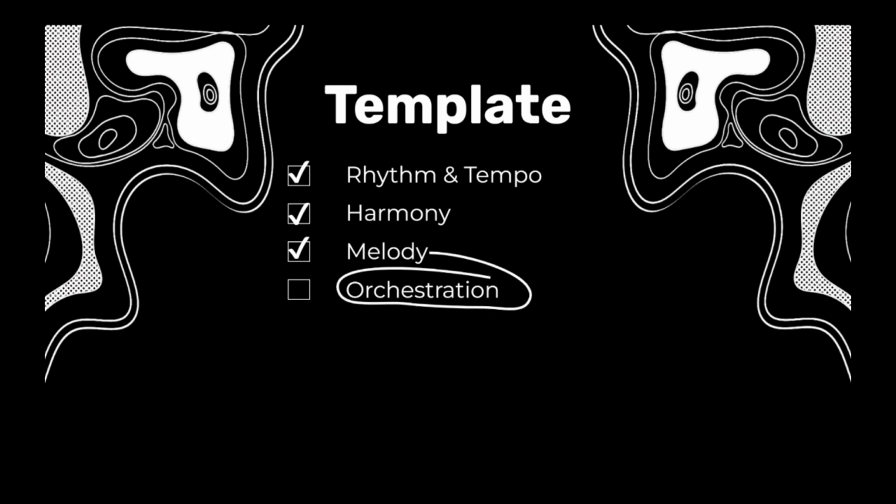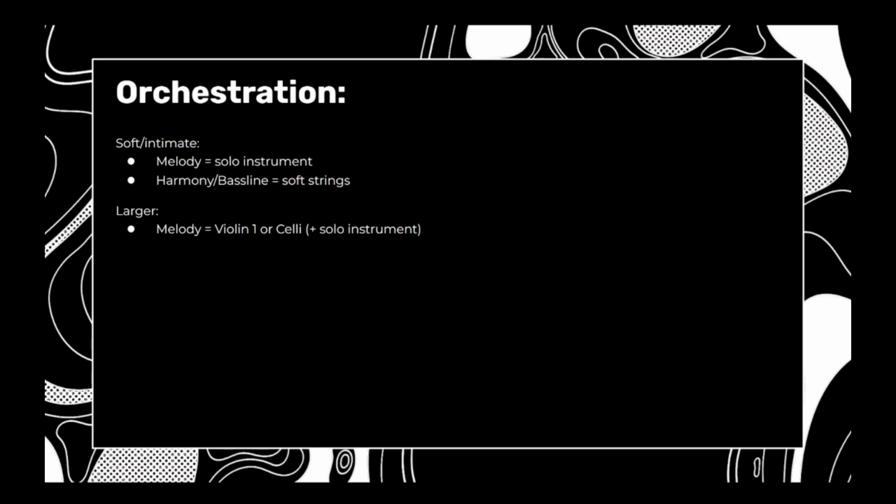to do with orchestration. Now, typically when you need a soft and intimate variation of the theme, you'll want to orchestrate it with some combination of a solo instrument performing the melody and some soft strings on the harmony and bass line. If you need something a little stronger, it can be as simple as doubling or replacing the solo instrument with one of the 5 string families, typically either violin 1 or cello.